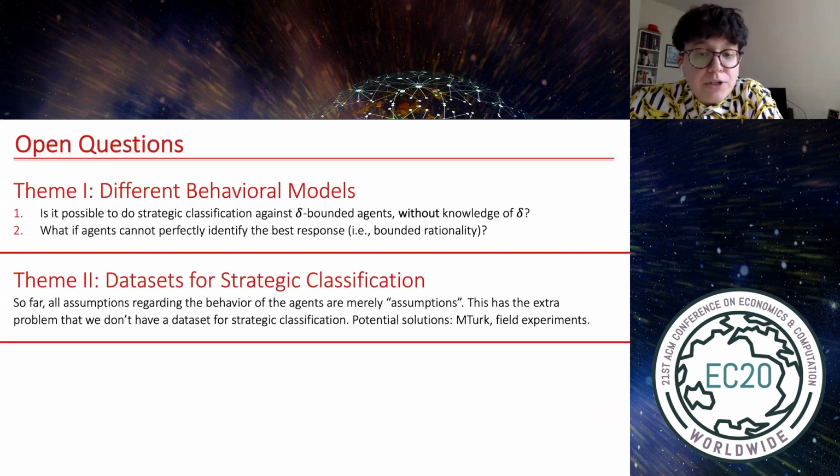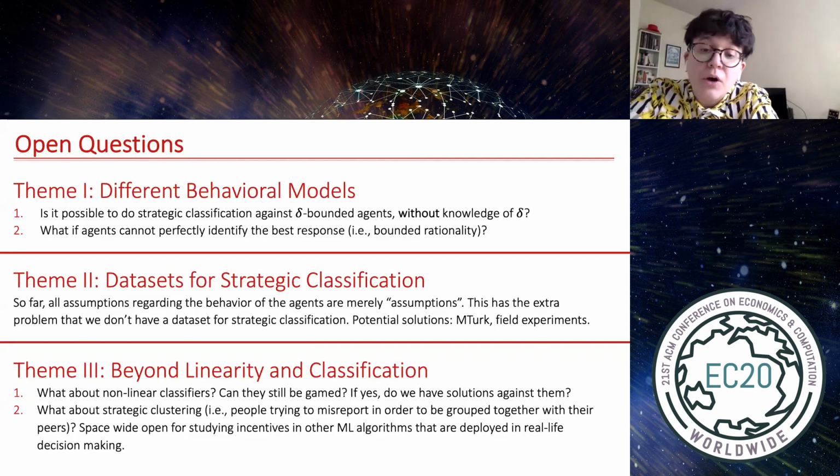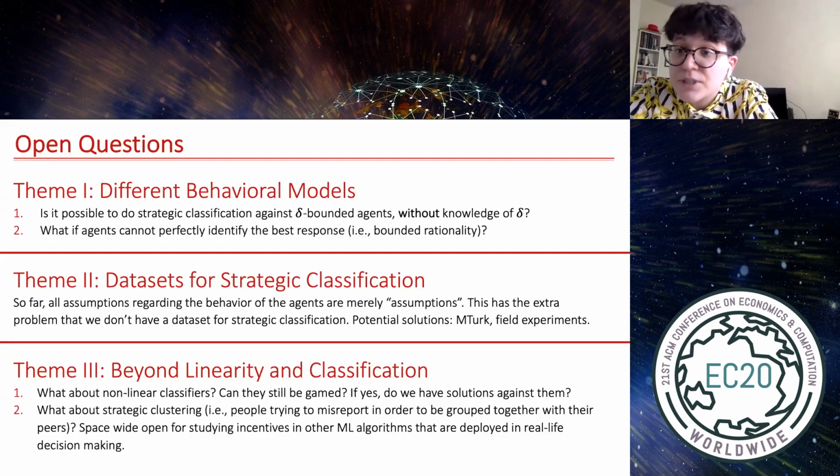So just some open questions in this space, in the space of strategic classification in general. Learning against delta bounded agents is one type of utility, and there have been other types of utilities that have been studied, but we don't know what we can do, if anything, if we do not know this delta, or if people do not best respond. They just are what we call bounded, they have bounded rationality. So they do not always maximize their utility, but they report something that's close to what maximizes their utility.